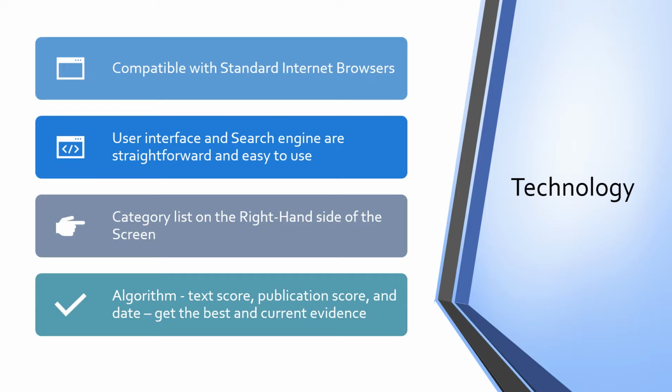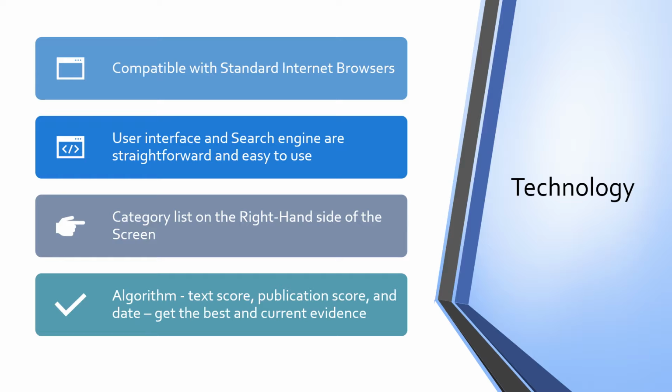As we have seen earlier, the user interface and search engine are straightforward and easy to use. It shows the category list on the right-hand side of the screen and does not need MeSH terms or Boolean operators to operate. TRIP also uses an algorithm to find the best and current evidence.